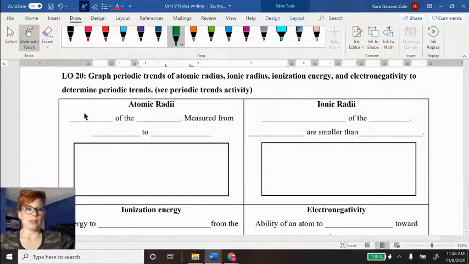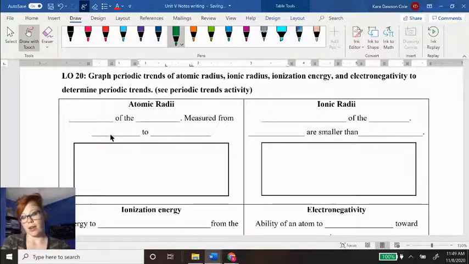All right, so learning objective 20 is to graph the periodic trends of the atomic radius, ionic radius, and ionization energy, as well as the electronegativity to determine periodic trends. Atomic radii. This is 1/2 the diameter of the atom.